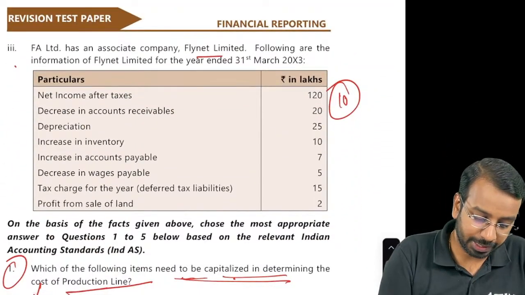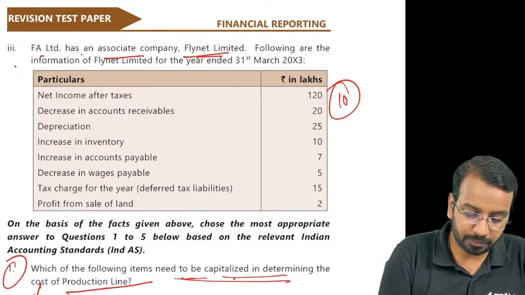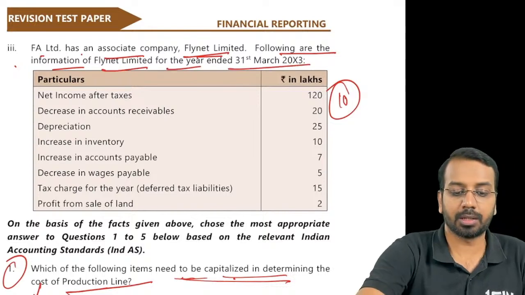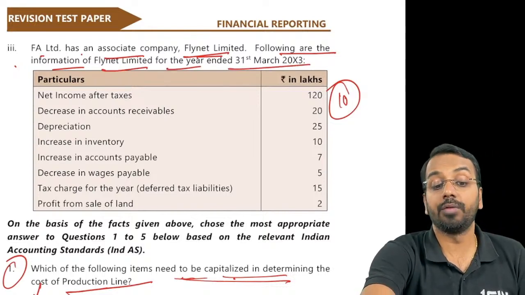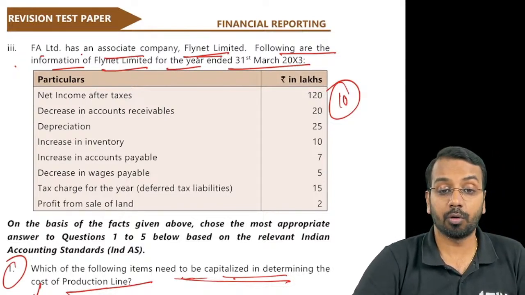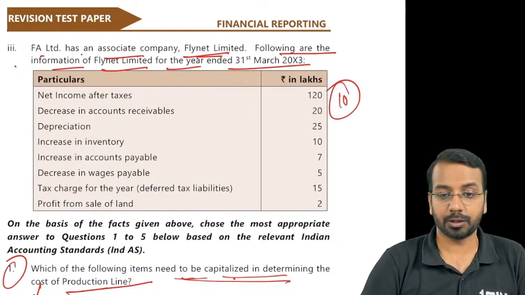This is related to Flynet. FL Limited has an associate company, Flynet Limited. Following is the information of Flynet Limited for the year ended 31st March of year 3. What are we required to do? We are required to calculate cash flow from operations. Okay, we are required to calculate cash flow from operations.